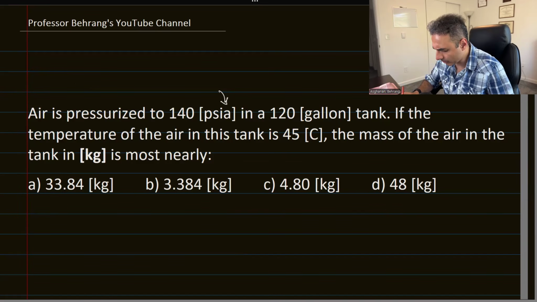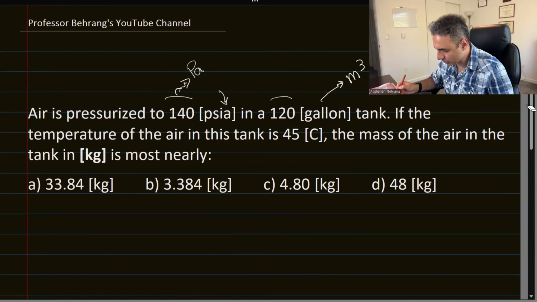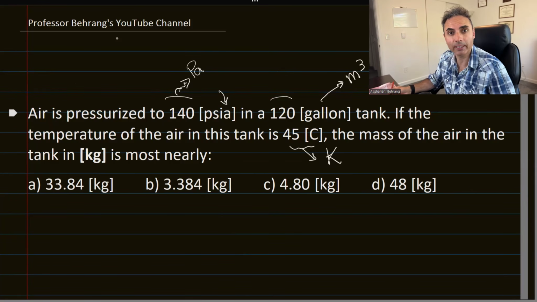Then there is another problem here. This one is given in gallons. Okay, I got to convert it to meters cubed. I got to convert this guy to pascals too. So this needs to be converted to pascals. This one needs to be converted to meters cubed. And this guy in 45 Celsius needs to be converted to Kelvin. I need to do this first before I can use the ideal gas law.